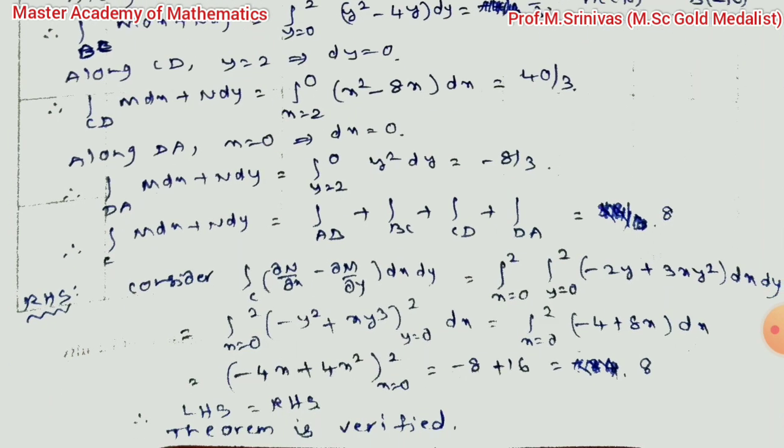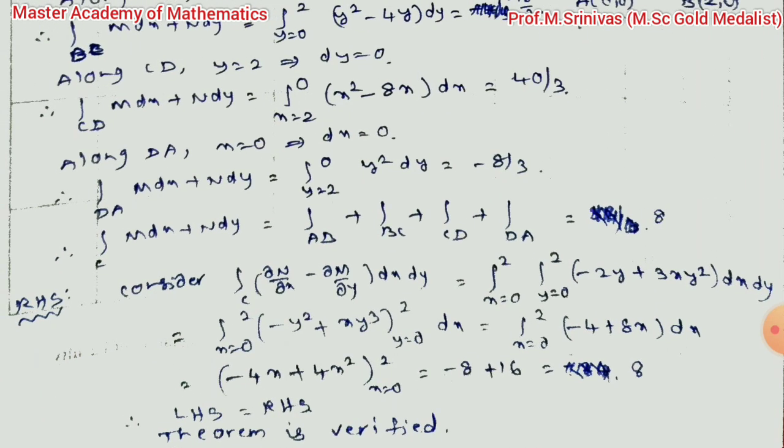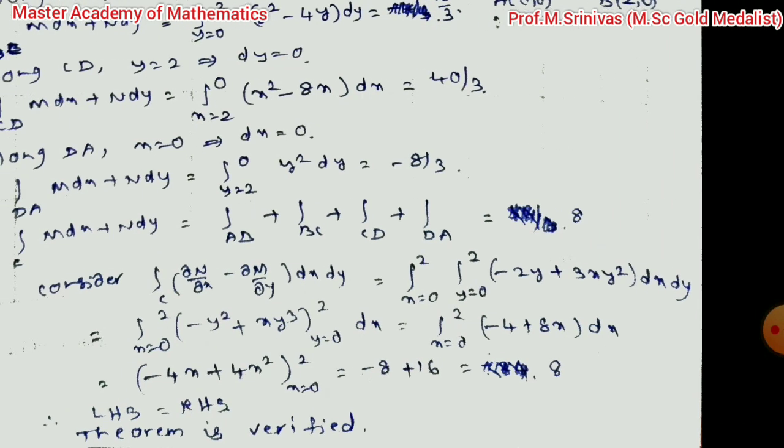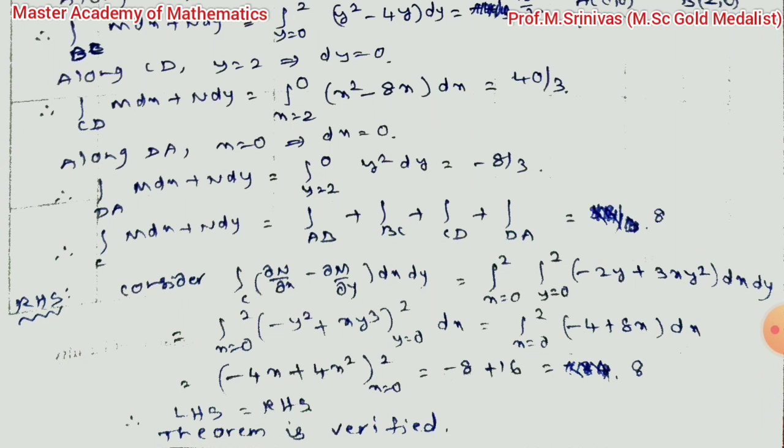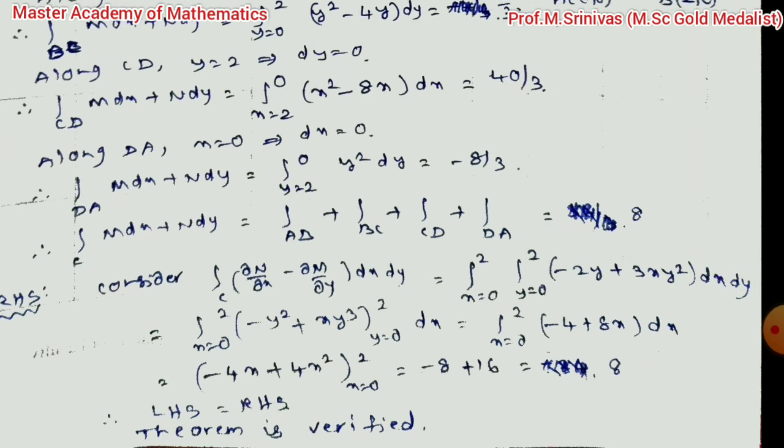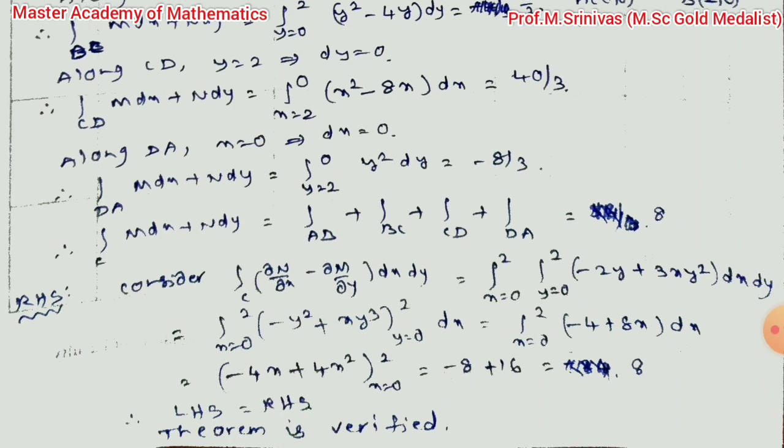Now to get the right side, the principle is the double integral of (dou n by dou x minus dou m by dou y) dx dy. Find dou n by dou x and dou m by dou y, substitute there, and for the limits look at the vertices: 0 to 2 and 0 to 2. Just do the simplification. First integrate with respect to y and substitute the limits, then with respect to x and substitute the limits. The final answer is 8. So the left hand side is exactly equal to the right side. In that case the given statement is verified.